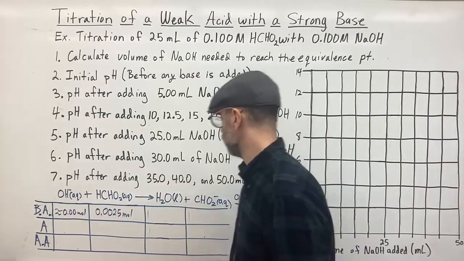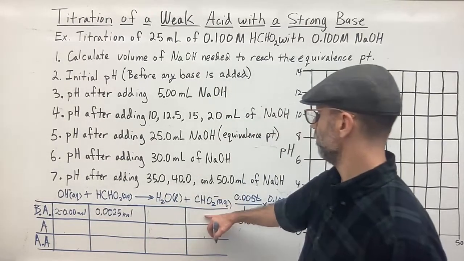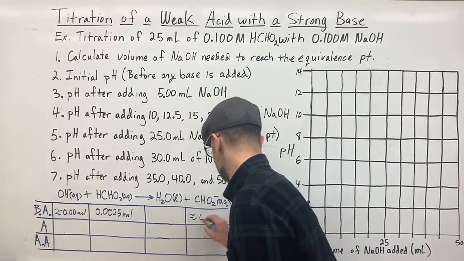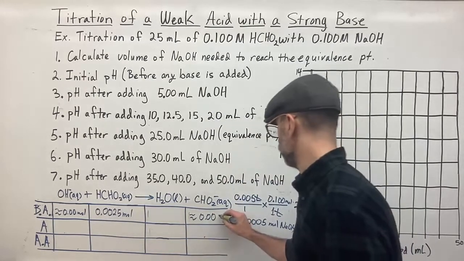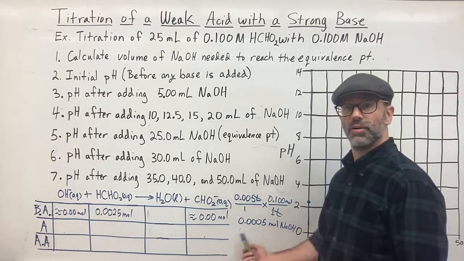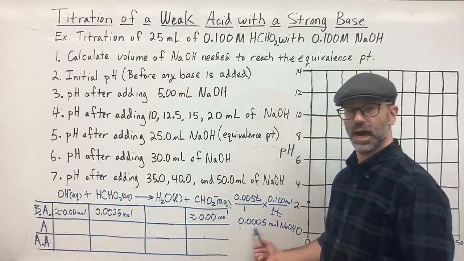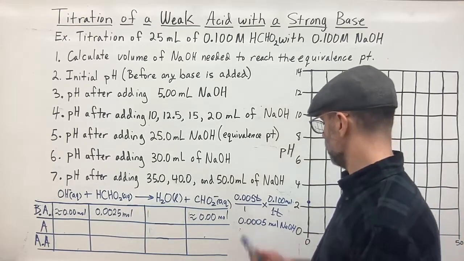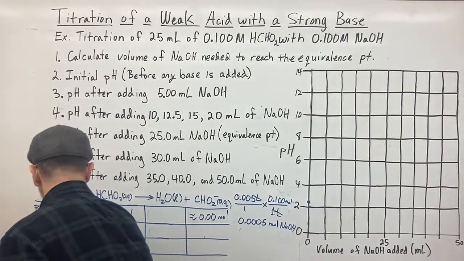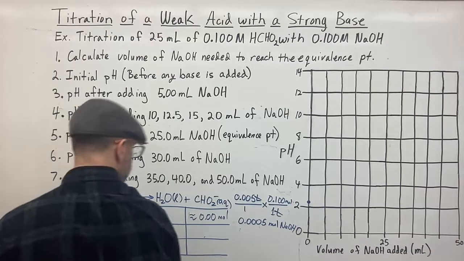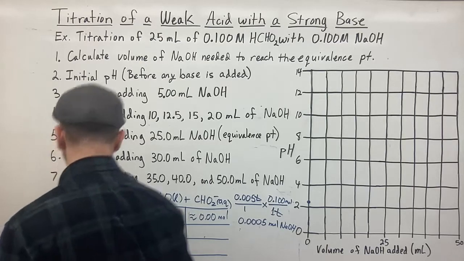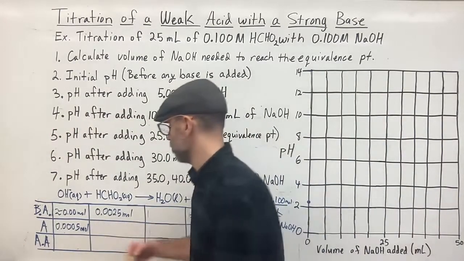Water, we are going to ignore. We don't need to worry about water. And then for this, before anything is added, this is practically zero. So this is pretty much 0 moles. So now that we know how much of the base we're adding, how much hydroxide ion we're adding, that's this many moles, we're going to put that in this right here. So we've got 0.0005 moles. So that's the amount of base we're adding.